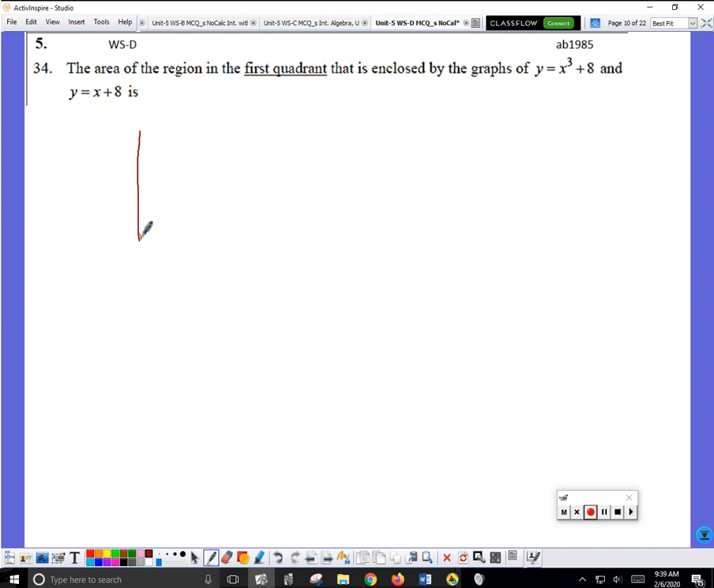So first quadrant would mean I'm only concerned with this space. Quadrants are numbered 1, 2, 3, 4. You need me to repeat that? Yeah, don't ask me why things in math are sometimes random, but it's counterclockwise, like the unit circle. 1, 2, 3, 4.